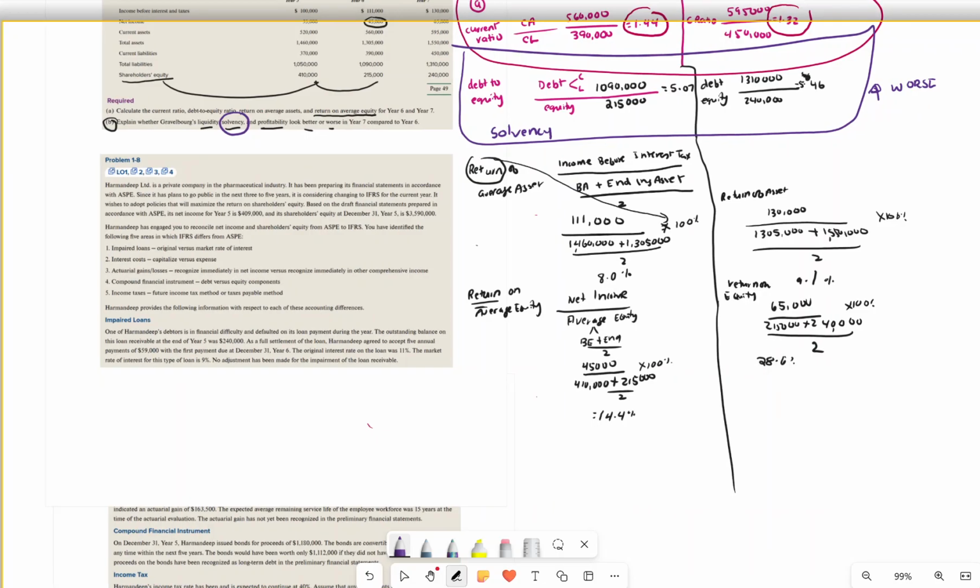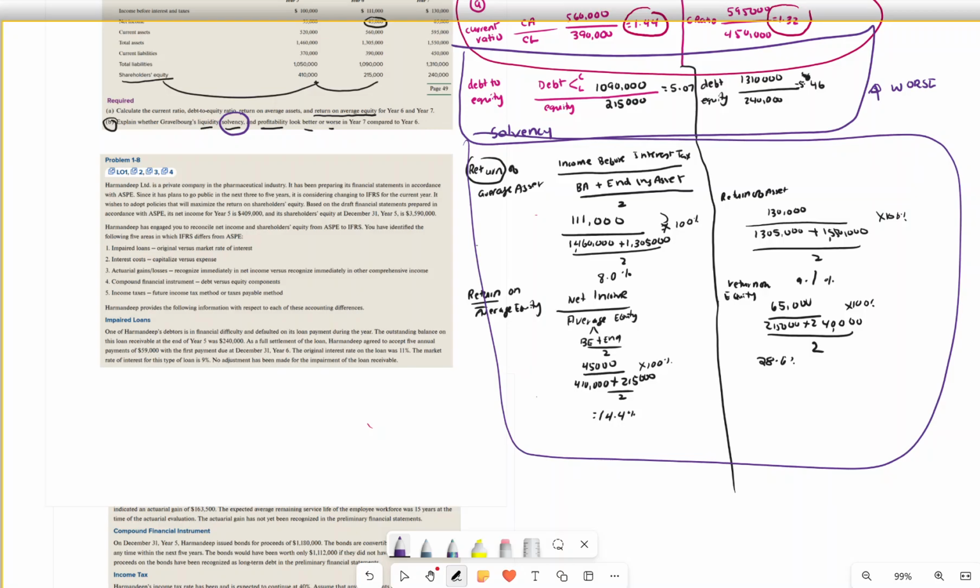My next one is profitability. Profitability is when we are taking a ratio that relates to the income statement and the balance sheet combined. So both are my profitability ratios. For the first one, my year 6 return on average assets was 8.0, and my return on equity was 9.1. It went up. If it went up, it is a good thing, and it is better.